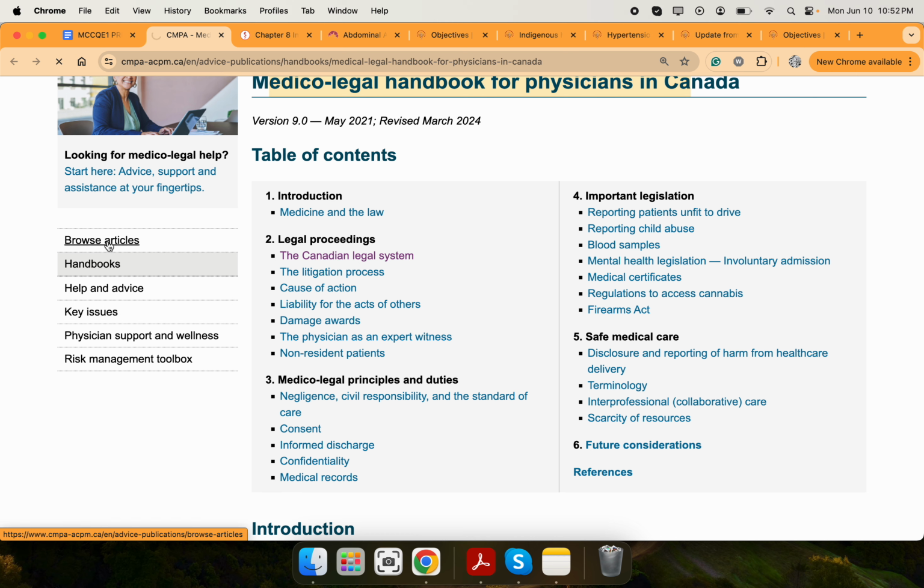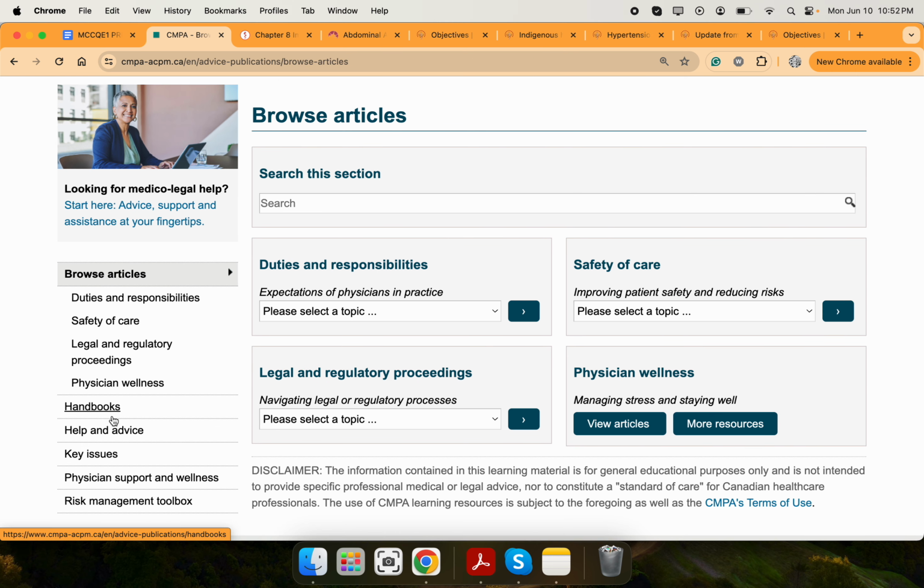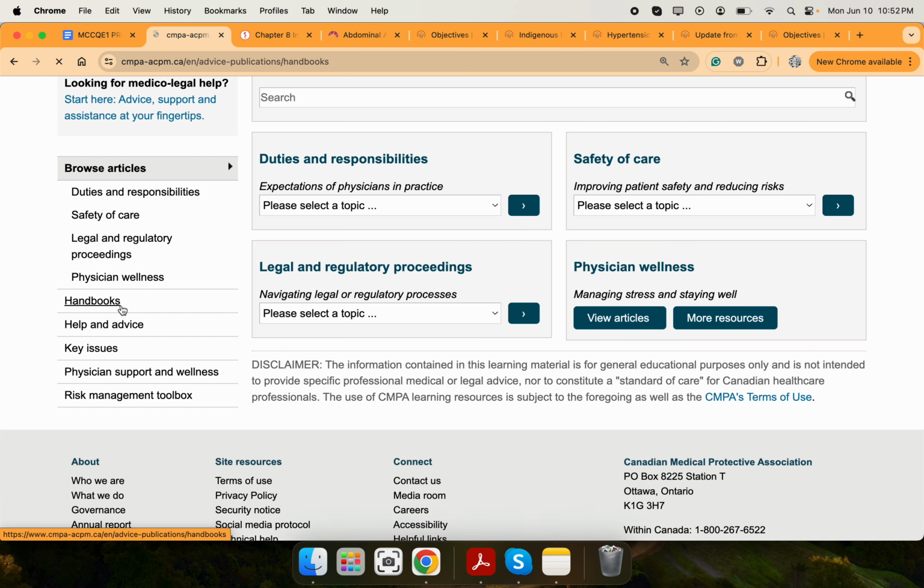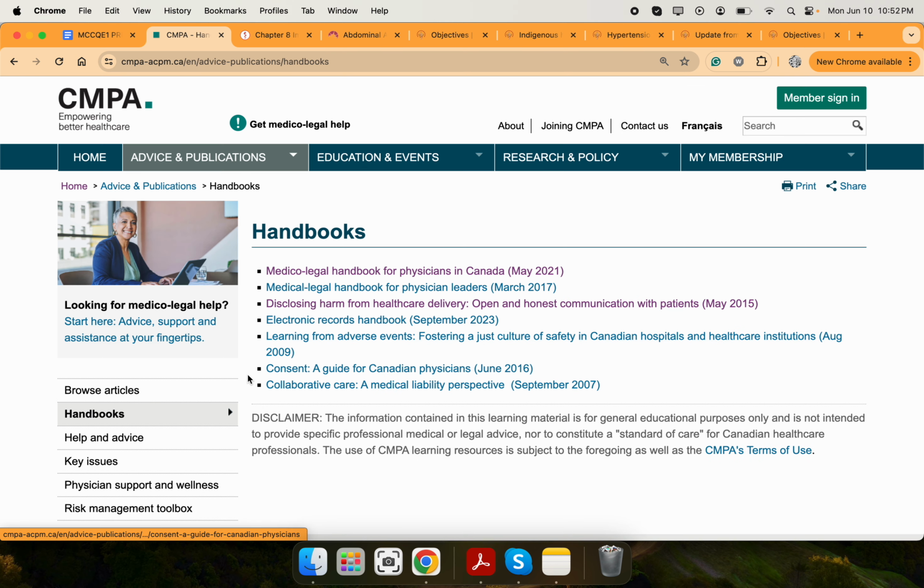There is one more thing which I believe we should talk about. If you go on handbooks, the number one which I said to you is the medical legal cases, and number two is the consent. As we all know, consent is very important, so you can do the consent also.